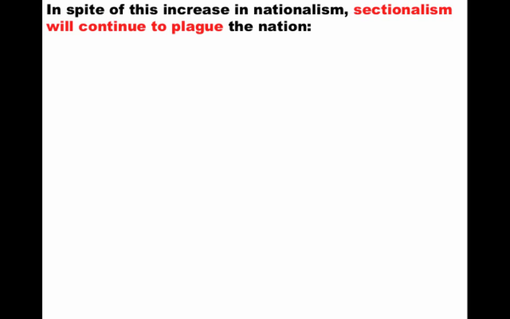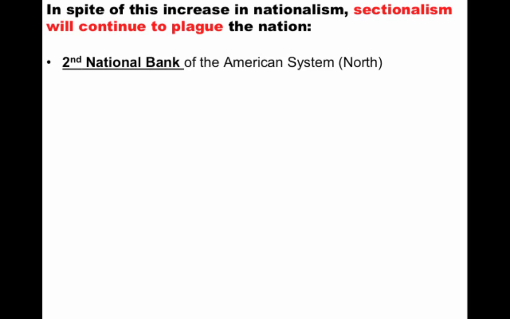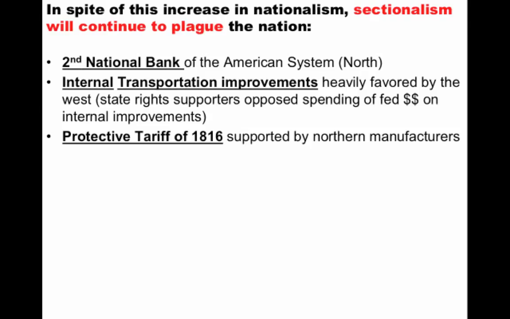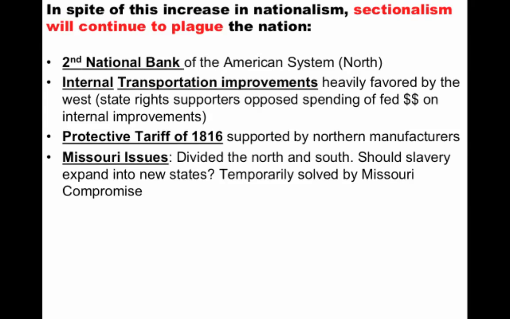In spite of this increase in nationalism, sectionalism will continue to plague the nation. We've seen some of these examples, but quick review: the Second Bank of the United States, supported by the North, opposed by the South. Internal transportation improvements, heavily favored by the West, but state rights supporters oppose the spending of federal money on internal improvements. The Protective Tariff of 1816 is going to be supported by Northern manufacturers, resisted by Southerners very often. The Missouri issue is going to be a hugely complicated sectional crisis because it's going to divide the North and the South. Should slavery expand into new states?